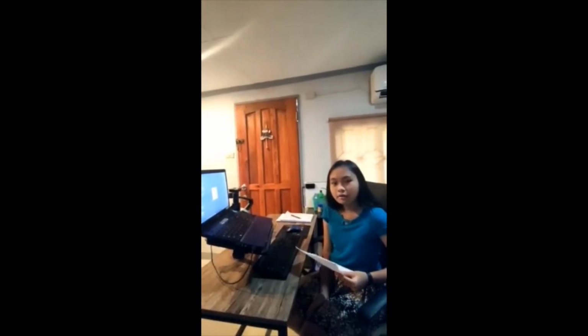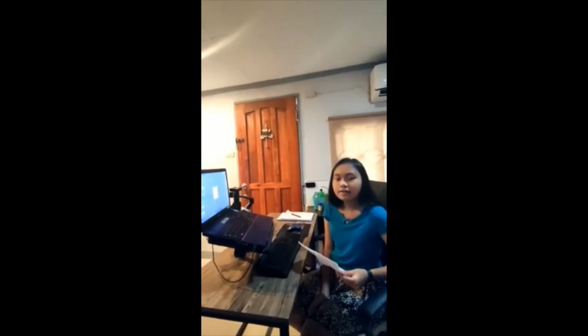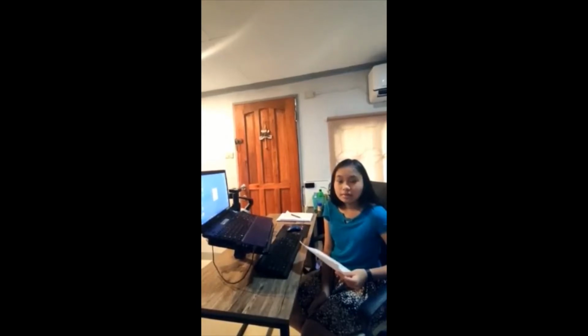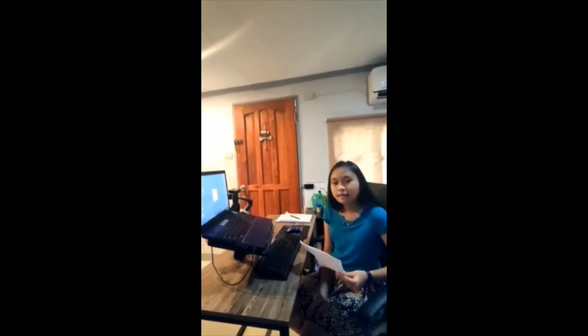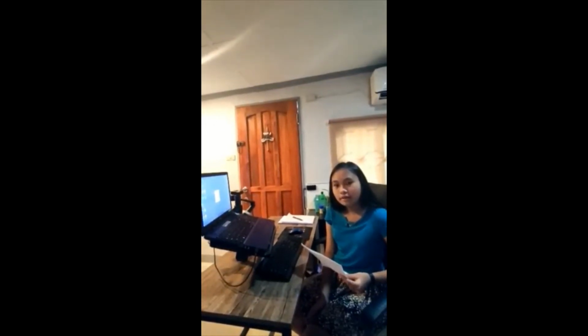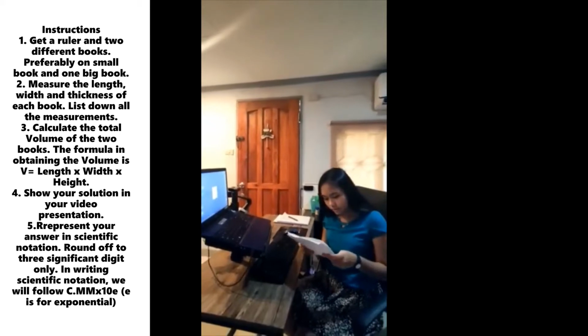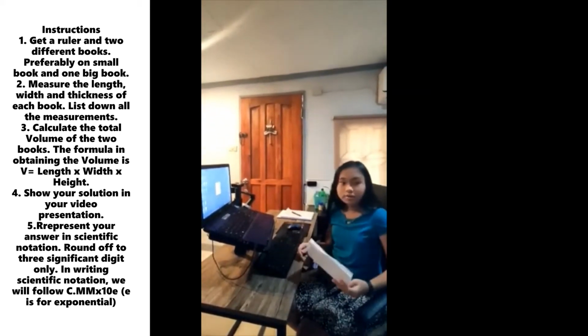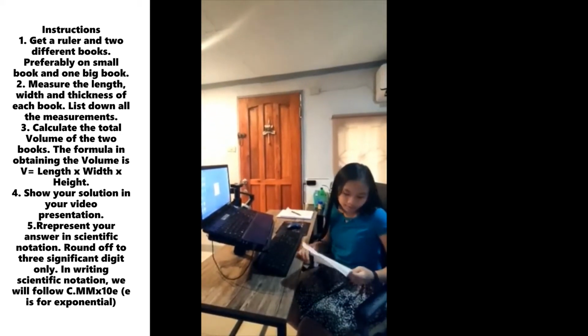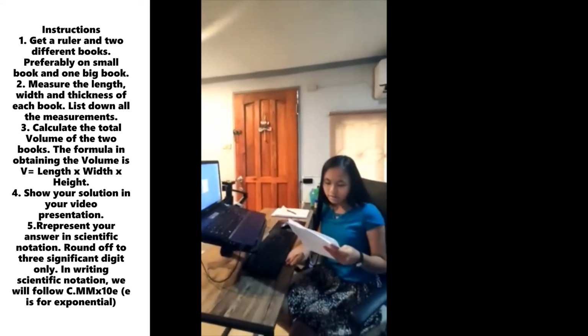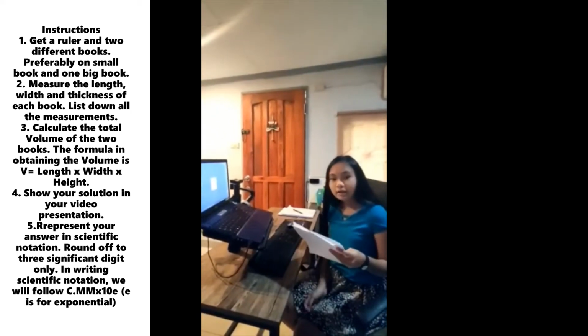So, I am going to show you an example of how to do a report regarding quantitative data by using the paper essay that my teacher Mia Fay given to me. As per instruction, get a ruler and 2 different books, preferably one small book and one big book. Measure the length, width, and thickness of each book. List down all the measurements.